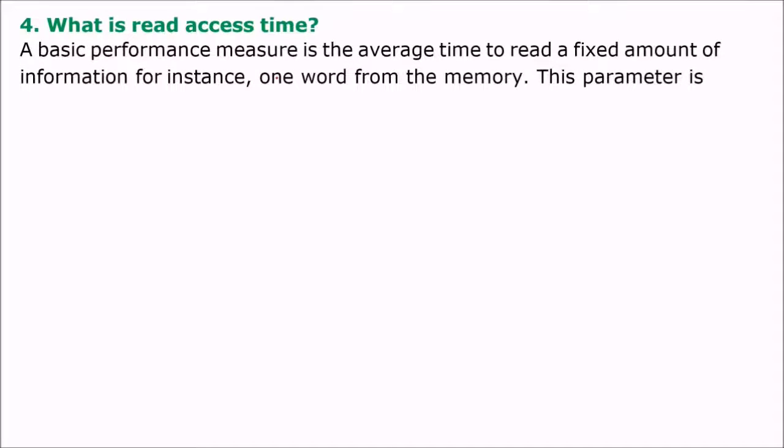What is read access time? The basic performance measure is the average time to read a fixed amount of information, for example, one word, from the memory. So this parameter is called the read access time.